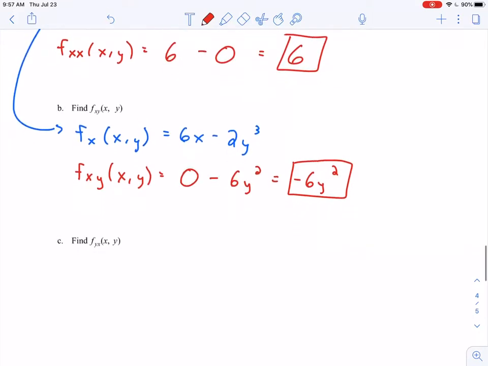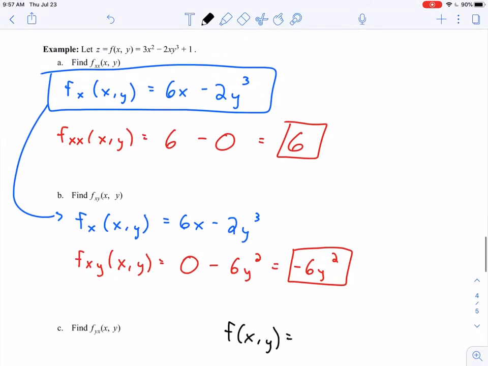Next up, we want first the partial with respect to y, and then the partial with respect to x. So here I have a little bit more work to do this time, and actually I'm just gonna write my function over here just so that I have it, because I don't want to have to scroll back and forth. Let's see, 3x squared minus 2xy cubed plus 1.